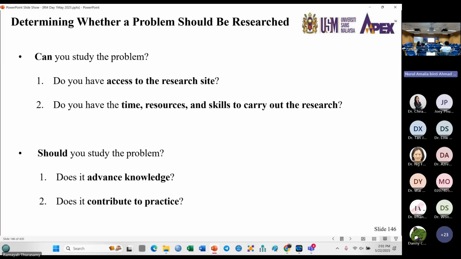And the second part, you have to decide whether your study will advance knowledge or not. Will it help to contribute to practice? Can you study the problem is under the boundary of study in Chapter 1? No, first, before you do the topic, you must decide whether you can do the topic. As a supervisor, you should be able to do that.